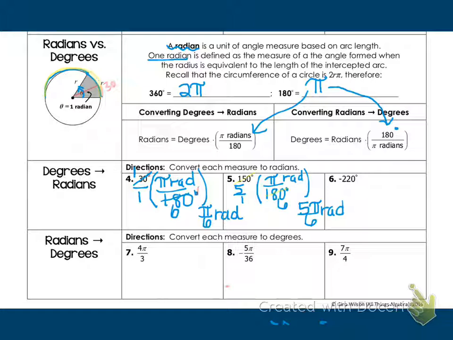So we're going to designate number 6 as a U-try. Notice that the degree measure is negative, which will mean that our radians will be negative. So keep that in mind. Pause the video now and convert negative 220 degrees into radians.